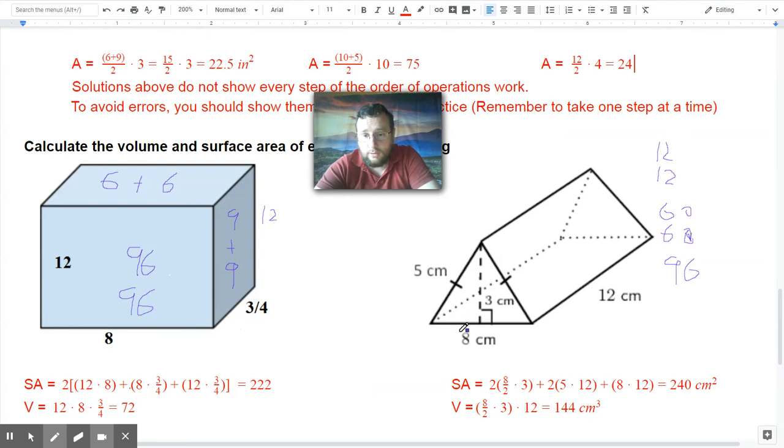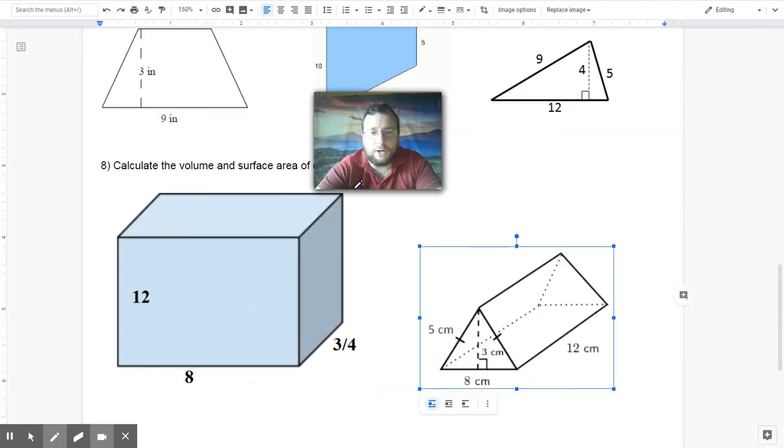Then you also have the volume, area of the base times the height. Remember, the base is the part that connects it. So when you do that, you're going to do the area of the base, which is the triangle. So 8 divided by 2 times 3. So that's going to be 12 times the height, which is also 12. So that's 144 centimeters cubed. Notice that the unit is cubed for volume and squared for area, because this is a two-dimensional quantity and this is a three-dimensional quantity.